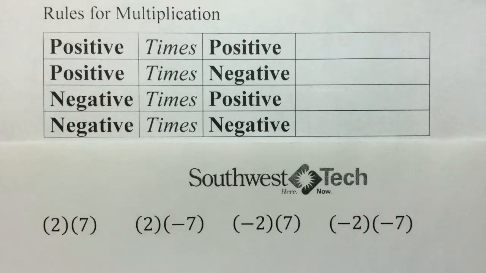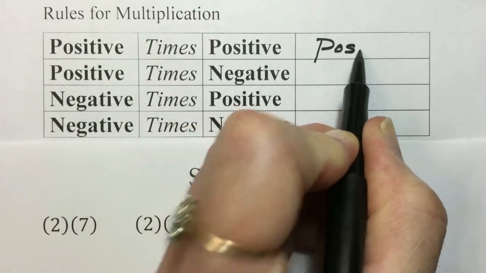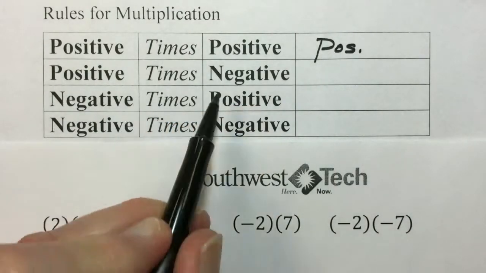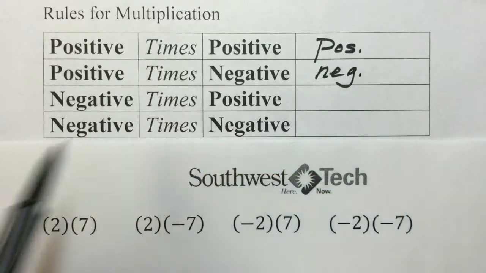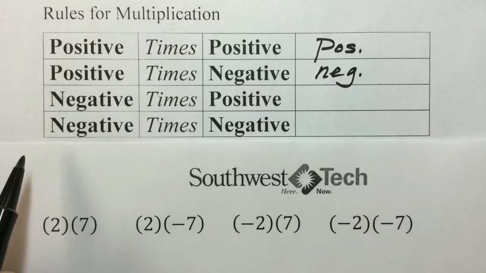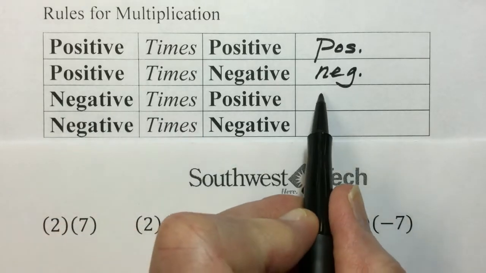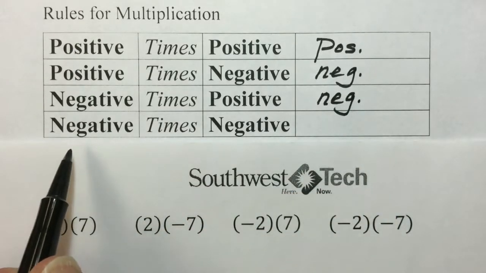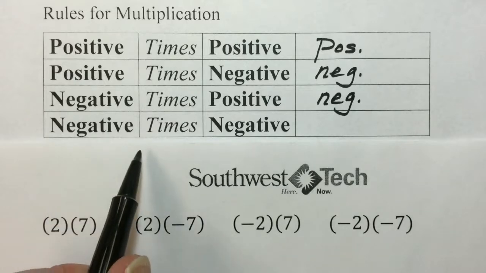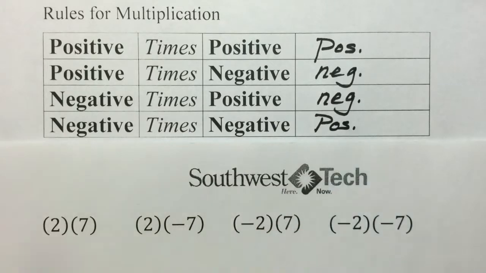Let's take a look at the rules for multiplication. Most of us are familiar with the fact that a positive times a positive is a positive. A positive times a negative is a negative product or result. Because of the commutative property, order does not matter, so negative times a positive also will be a negative. And the last possibility, a negative times a negative, results in a positive product.